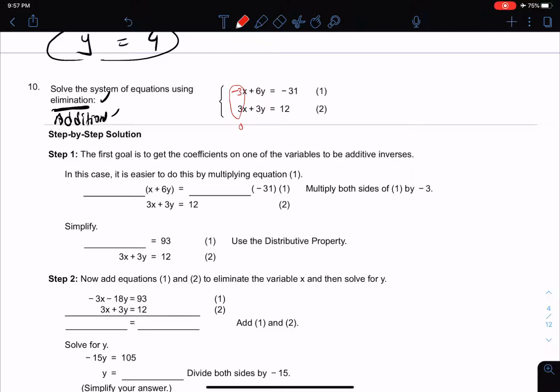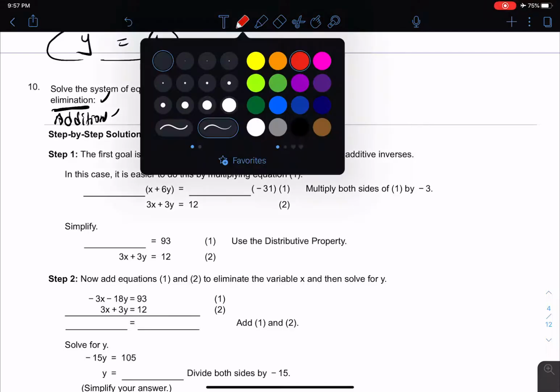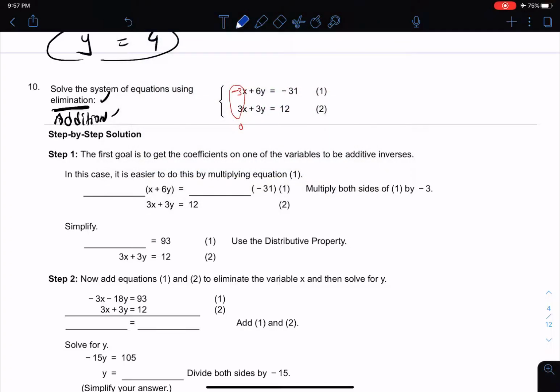Now, if you wanted the y's to drop out, which is probably easier than getting the x's to drop out in this case, you'd want these to be additive inverses, you want them to be opposite. Well, this is already 6y. You'd want to multiply the bottom equation by -2 to make that -6y, and then they would drop out.